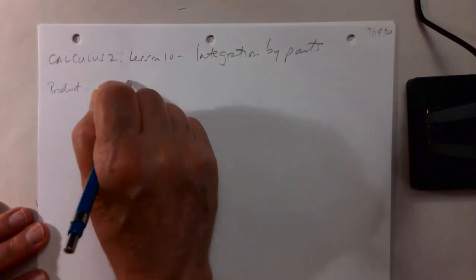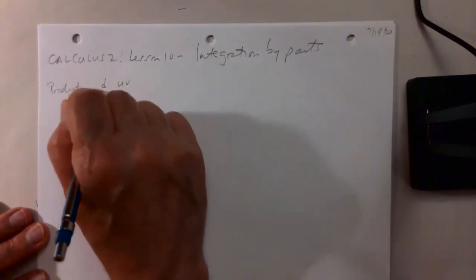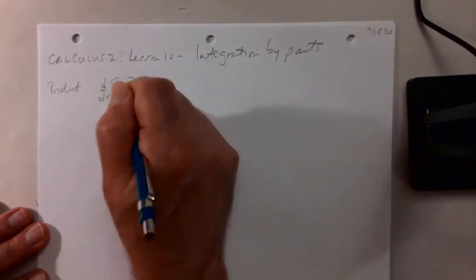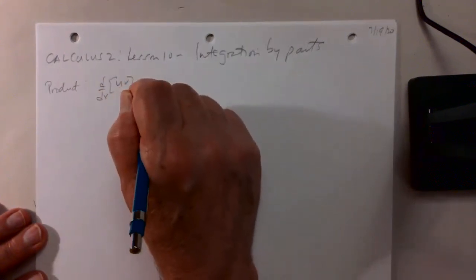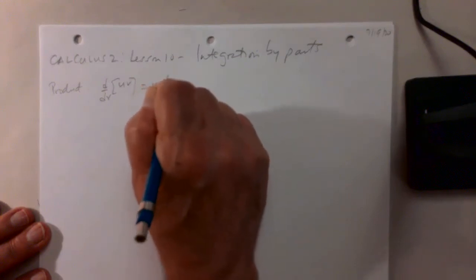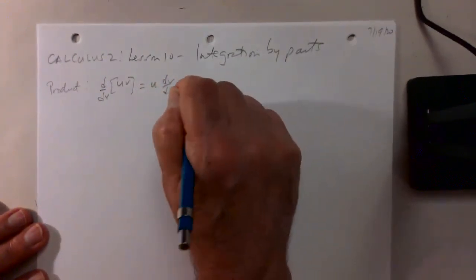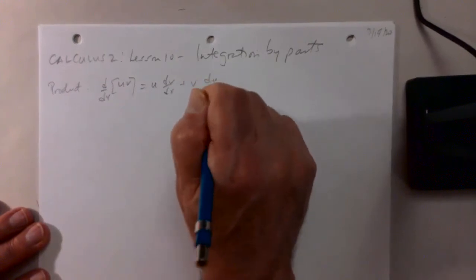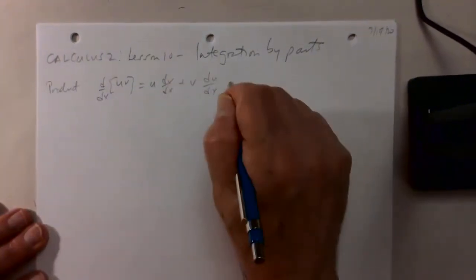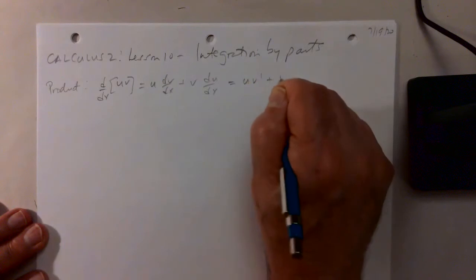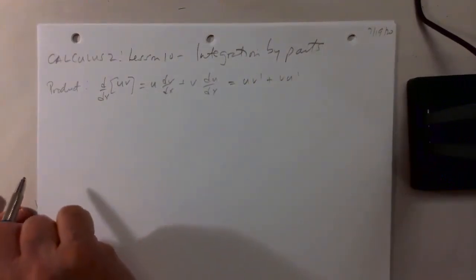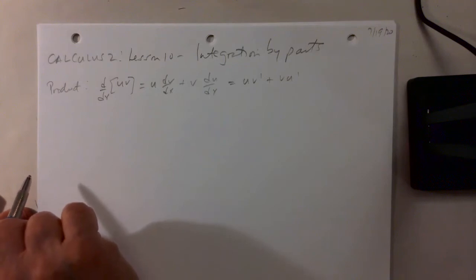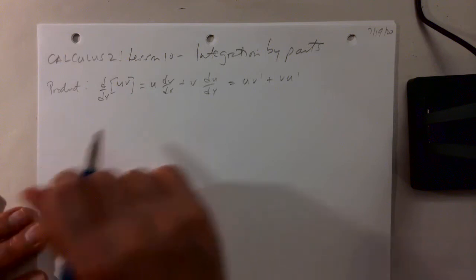If you have two functions, u and v, and we want to differentiate with respect to x, that's u times dv dx plus v times du dx. Or I can write that as uv prime plus vu prime. By the fundamental theorem of calculus, every differentiation formula has a corresponding integration formula.